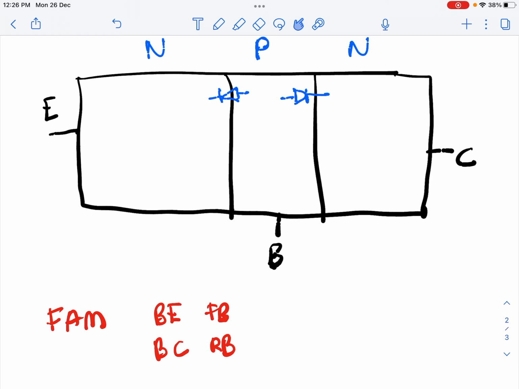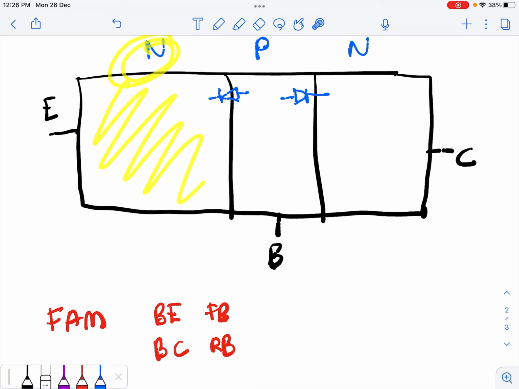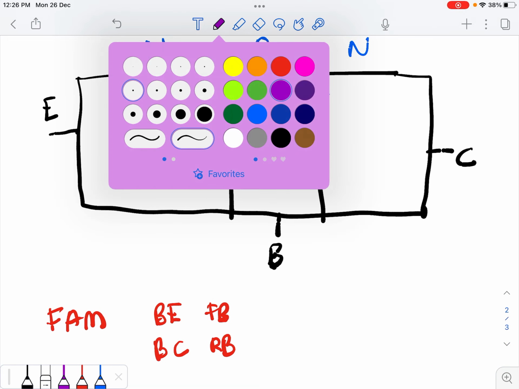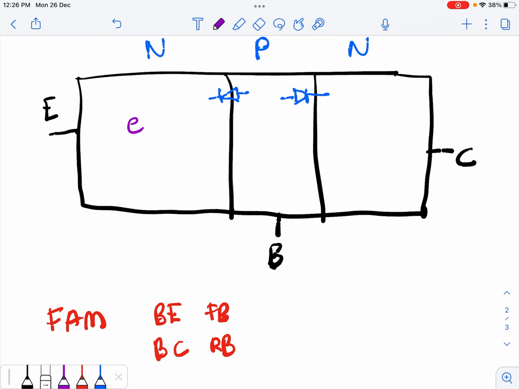In the N side we have a lot of majority carriers, which are the electrons. So electrons from the emitter will diffuse to the base region. And when the majority electrons enter a P region, free electron meets free hole.